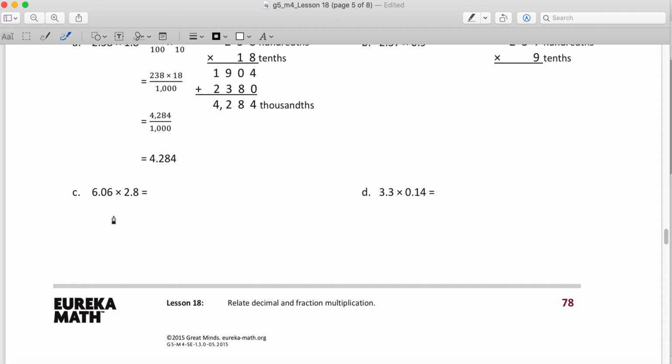So now let's rewrite this. This is going to be what? I'm going to do both of these here. So it's 6 and 600ths.